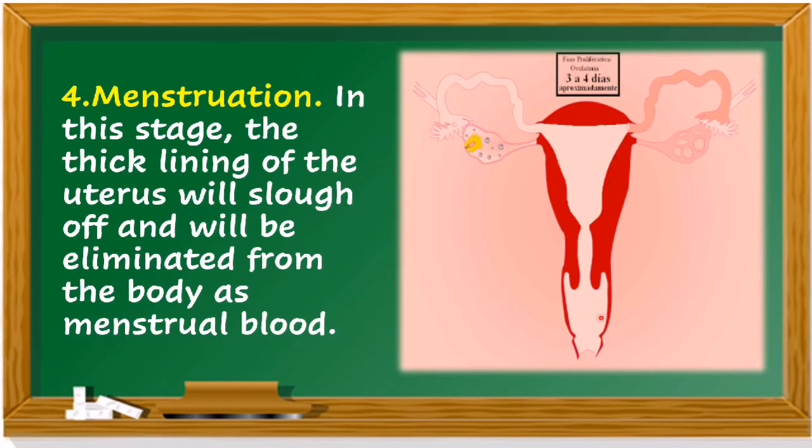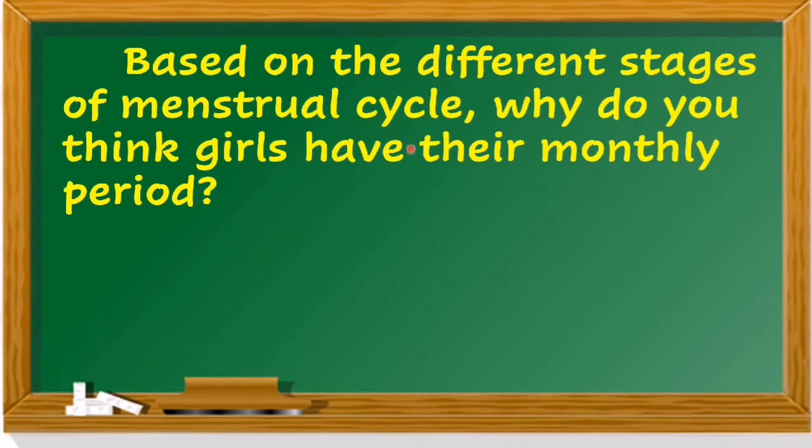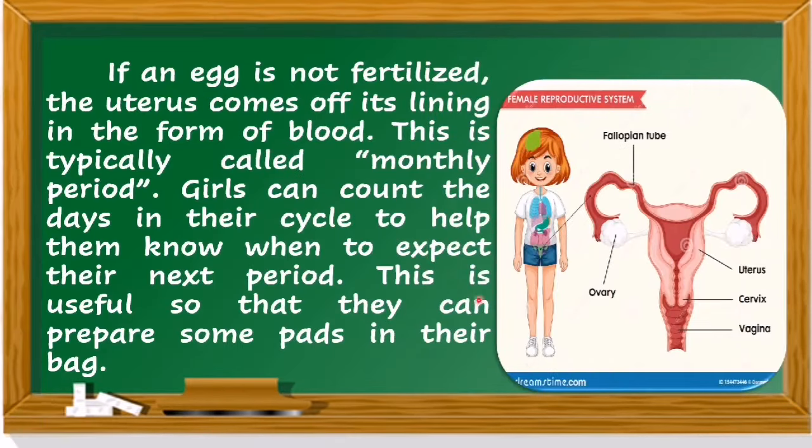Okay, this is now the monthly period of the girls. Based on the different stages of menstrual cycle, why do you think girls have their monthly period? So let's see for the next. If an egg is not fertilized, the uterus comes off its lining in the form of blood. This is typically called monthly period.